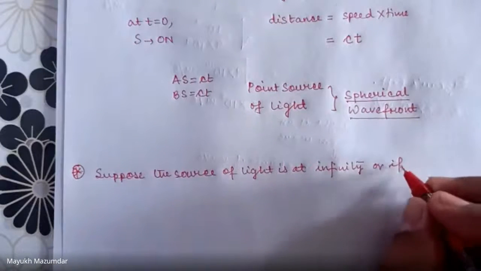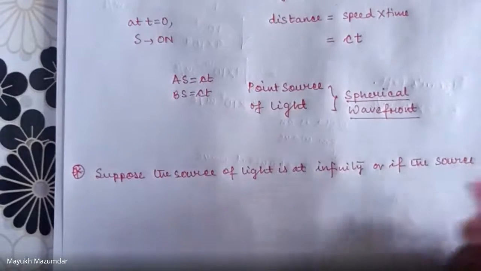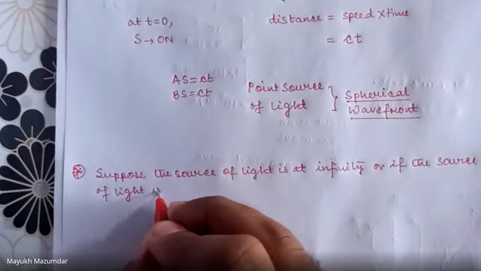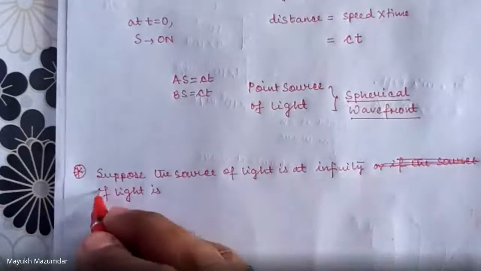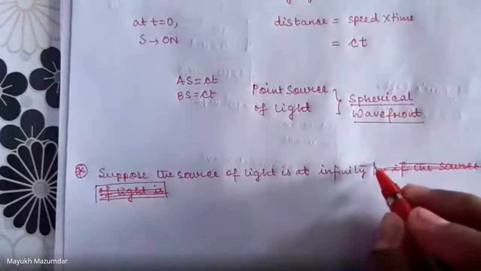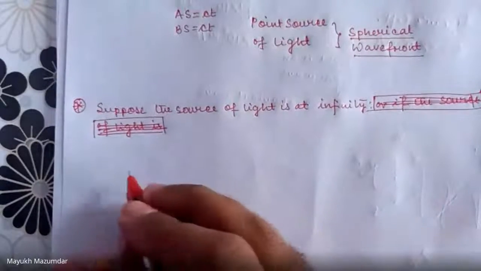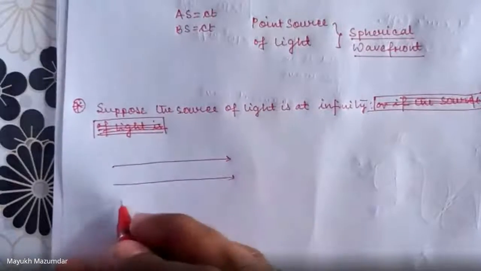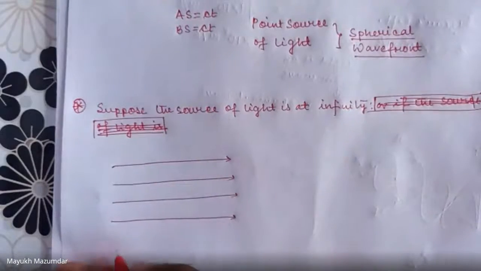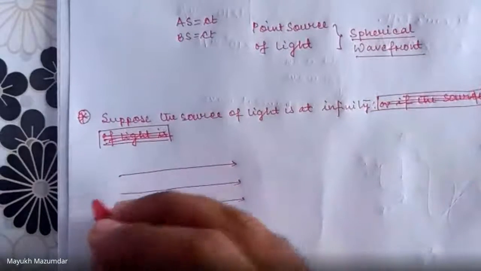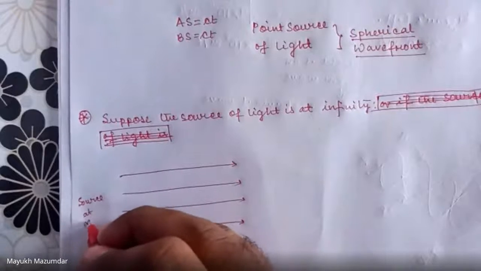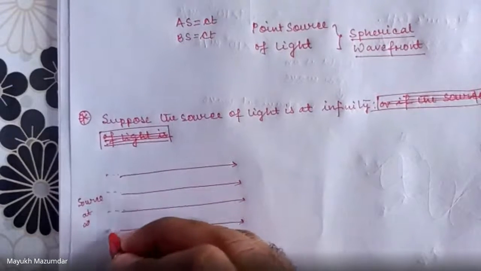No, let me not write that, the second part that we need to understand. So when light is coming from infinity, we know the rays would be parallel. Because the thing is so far away from us, it appears that the rays are coming parallel from the source. Source is at infinity. Infinity is at a very large distance from the observer.